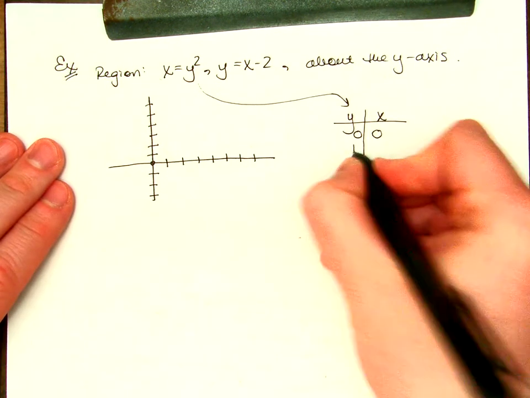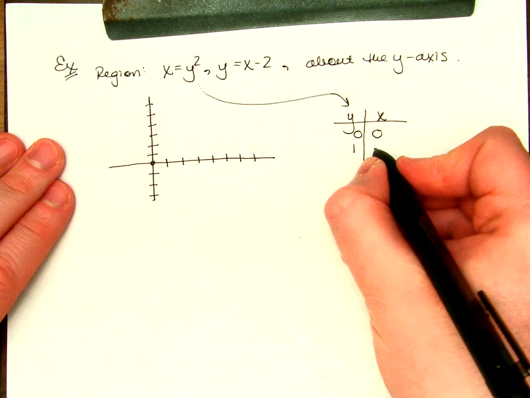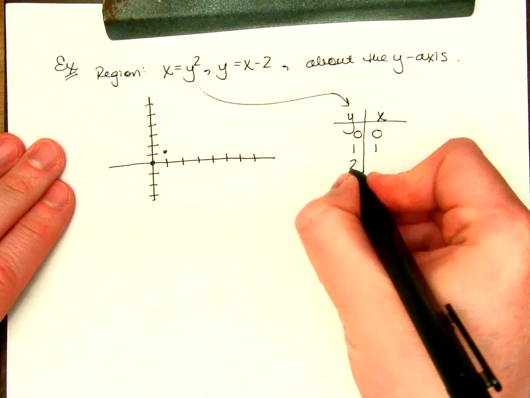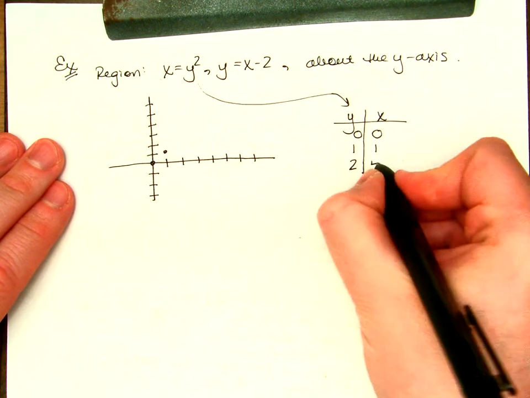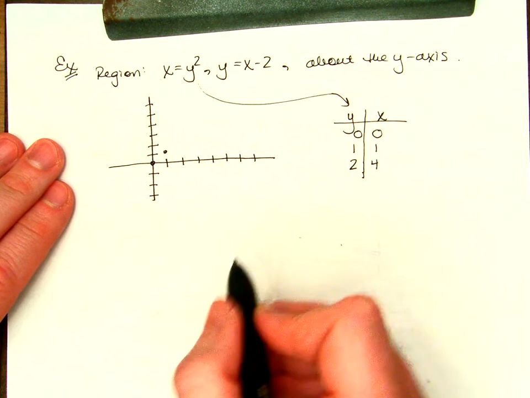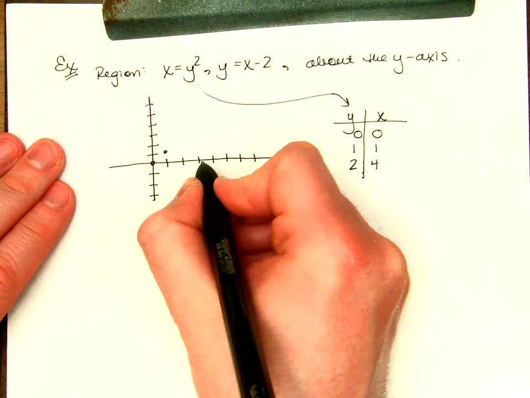Plug in 1 for your y. Get out 1 squared, or 1 for your x, so 1, 1 is my next point. Plug in 2 for your y. Get out 2 squared, which is 4 for the x. Remember, this is not the point 2, comma 4. This is the point 4, comma 2. 1, 2, 3, 4, comma 2.